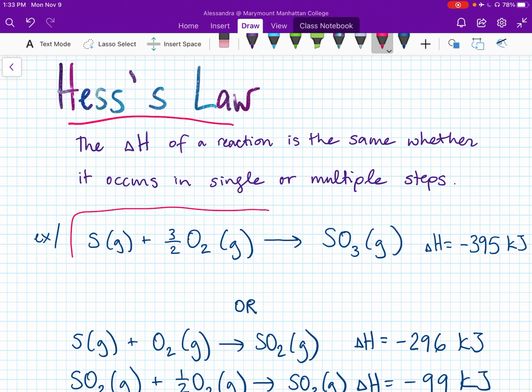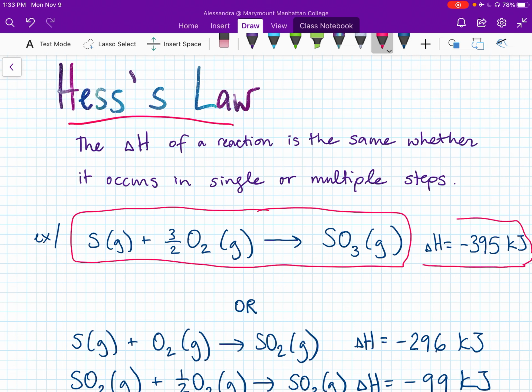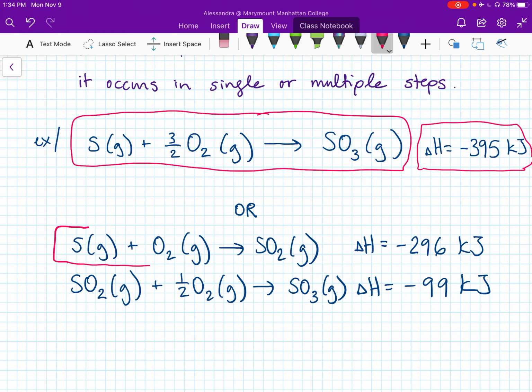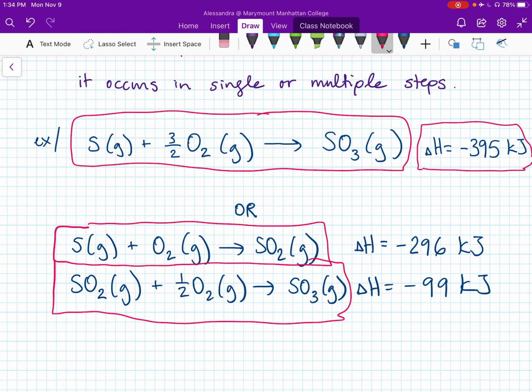Let's take this reaction where monoatomic sulfur gas reacts with 1.5 molecules of oxygen gas to make 1 molecule of sulfur trioxide. The change in enthalpy associated with that reaction is negative 395 kilojoules. All right, so nice exothermic reaction. Alternatively, we could look at two separate reactions. The first, where monoatomic sulfur reacts with oxygen gas to make sulfur dioxide, and the second, where that sulfur dioxide then reacts with half a molecule of oxygen to make sulfur trioxide.